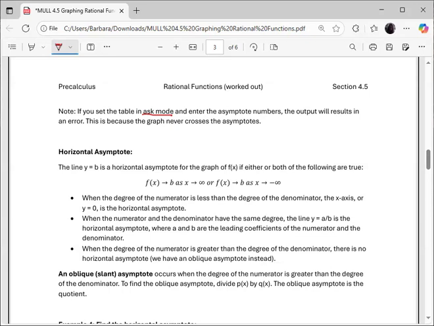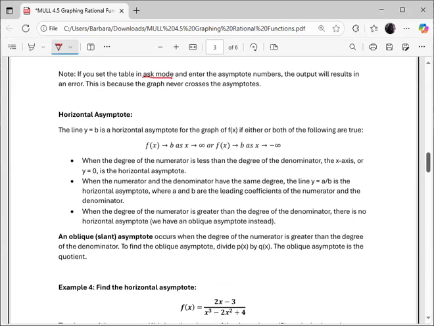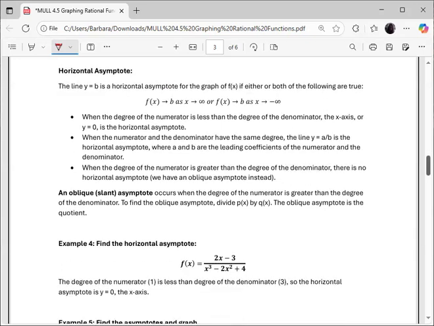Now we can also find horizontal asymptotes, and that's when the y values are approaching some real number b, as x approaches either infinity or negative infinity. So the way to find a horizontal asymptote is to compare the degree of the numerator and the denominator. So if the degree of the numerator is less than the degree of the denominator, then y equals 0 is going to be your horizontal asymptote.